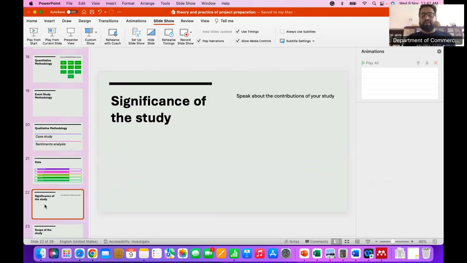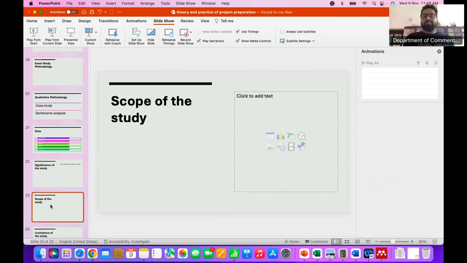We do find some errors committed by the students. If they study some institution, they write the significance of the institution. But in the significance of the study, you speak about the contributions of the work. So what kind of contributions are provided by the work? That is the significance of the study.